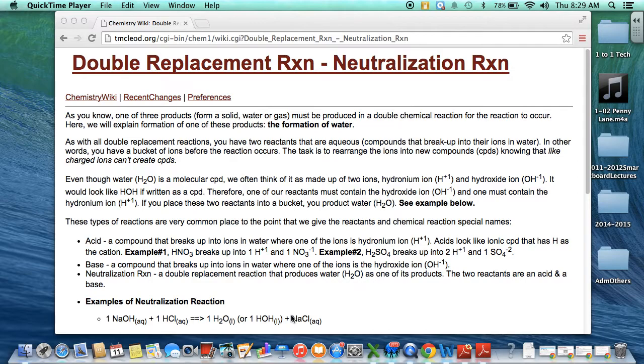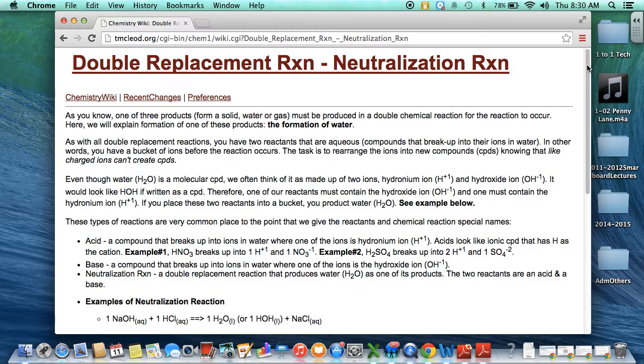If you remember correctly, previously in the course, there are three products that can happen for a double replacement reaction to occur. At least one of the three must occur, which is form a solid, precipitation reactions, form a gas, or form water. This is the double replacement reaction that forms water.